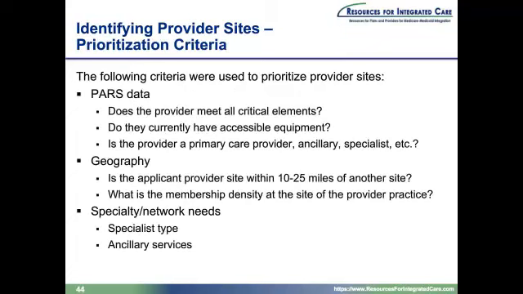So the criteria that we utilized to prioritize the provider sites that we would award was, like I mentioned, the PARS data that we take from the state, the geographical information as we laid out the locations of the different sites and facilities, and the specialty work. Next slide, please.